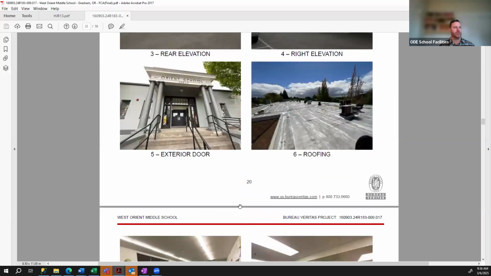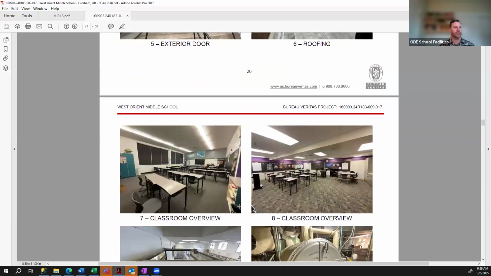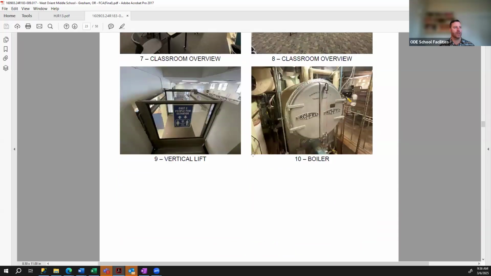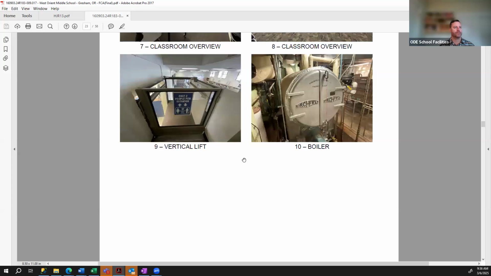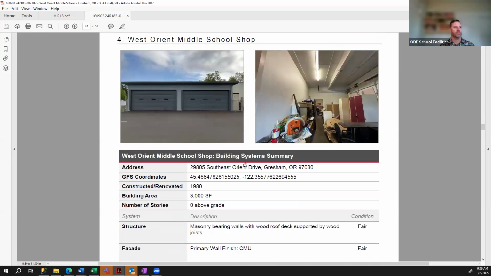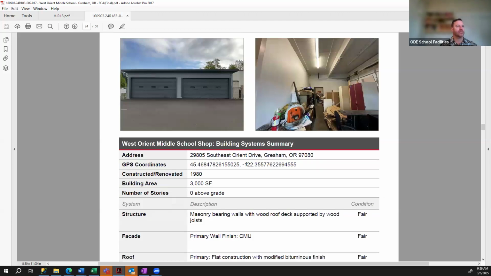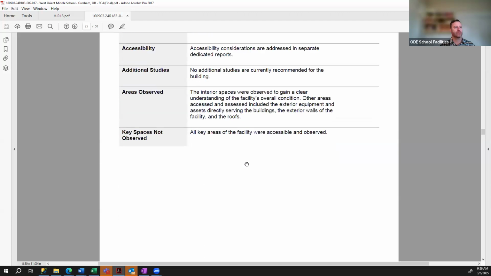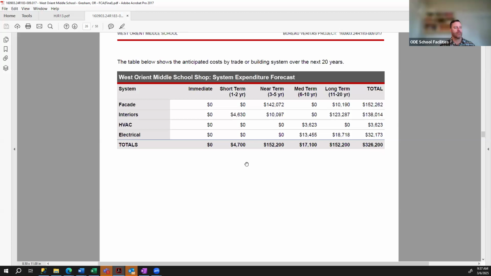This building was built in 1925, but it's obviously gone through some renovations: new interior carpeting, tiles, bright LED lighting, things like that. Boiler looks pretty nice. Here's the shop. Again, it only has a few systems broken out because it's essentially just a garage shop storage, so it doesn't have all of the other plumbing and things that a larger building would have.